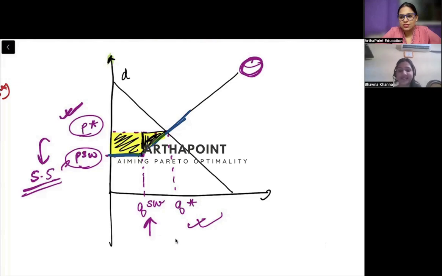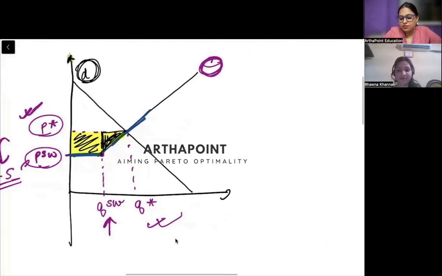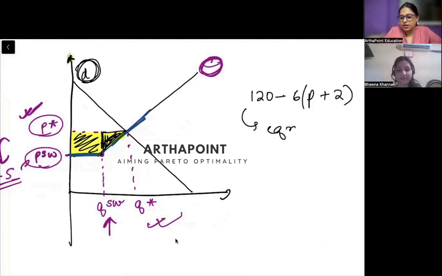So again, the same thing, only now tax is there. So you will impose the tax on the consumer. It is always easy to impose on the consumer. So your demand function is given as 120 minus 6p. Instead of p, we will just plug in p plus 2, and then we will again do the entire equilibrium condition.